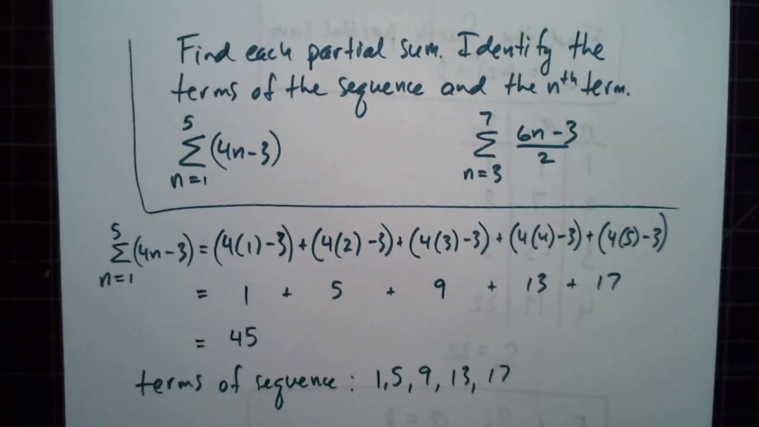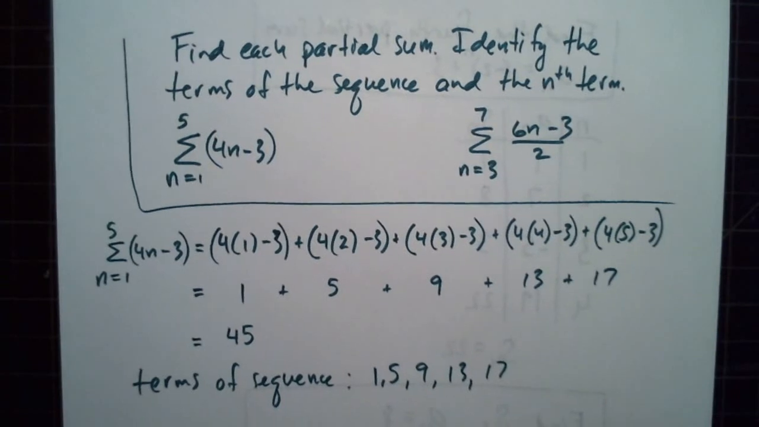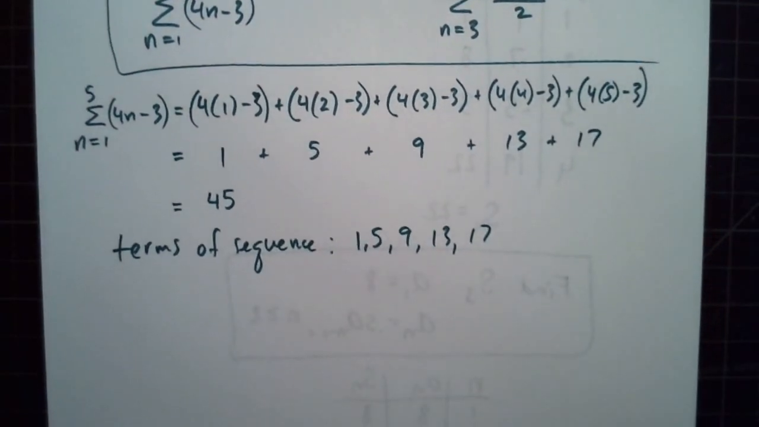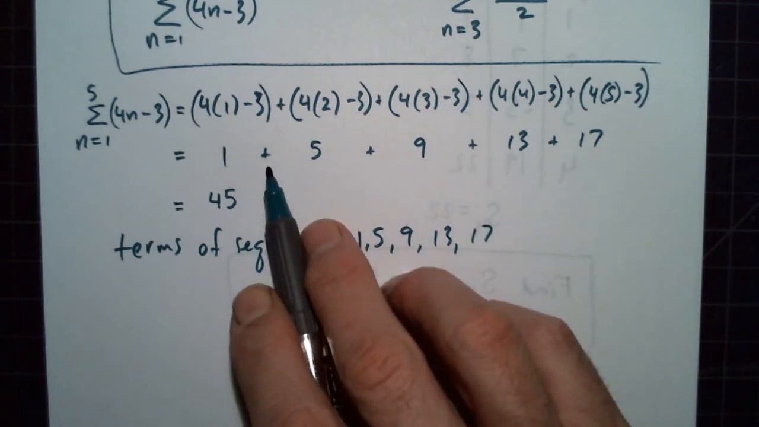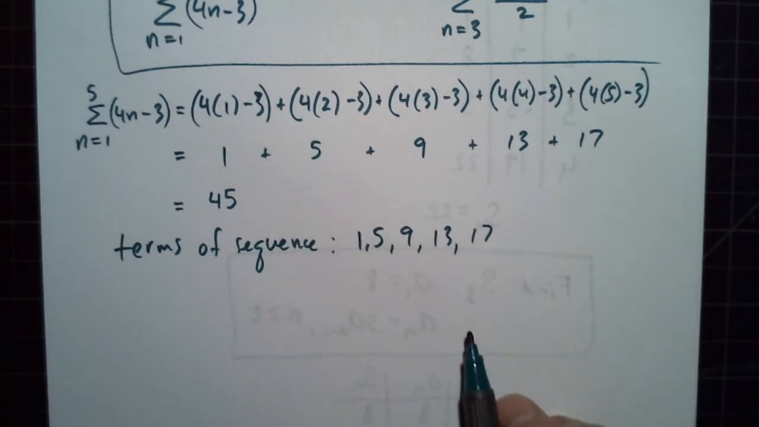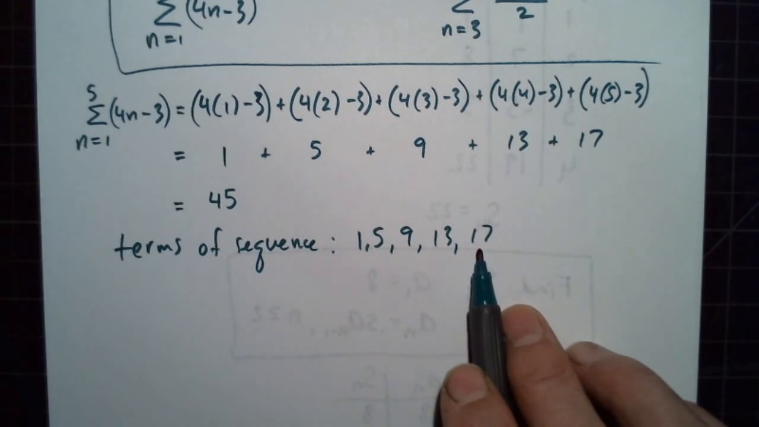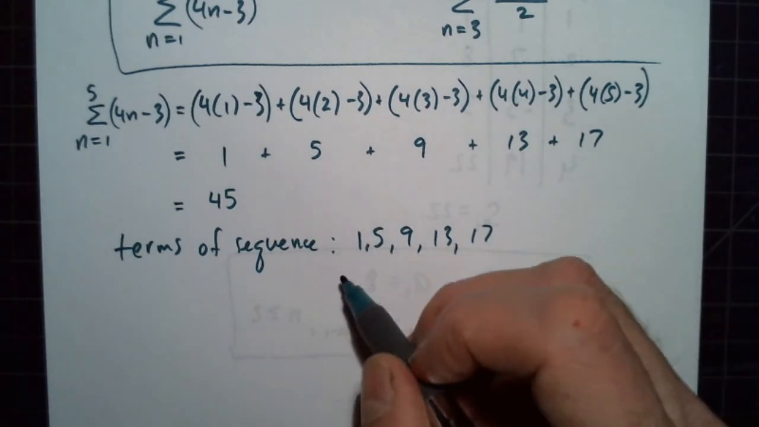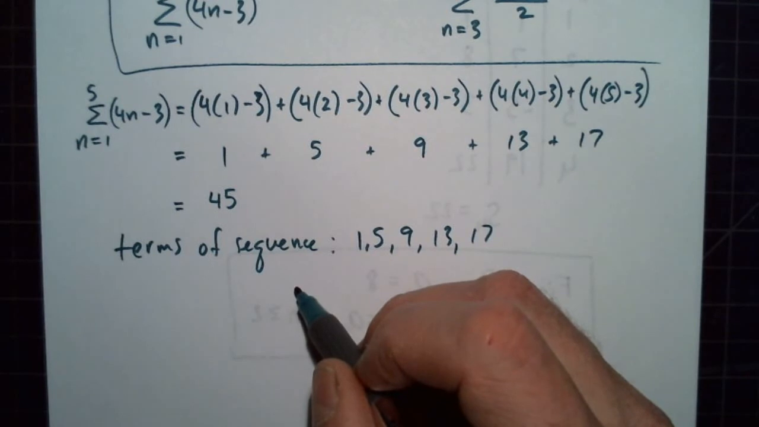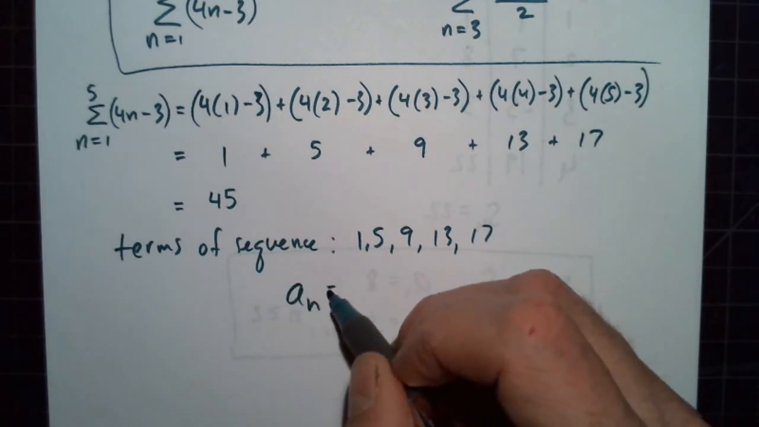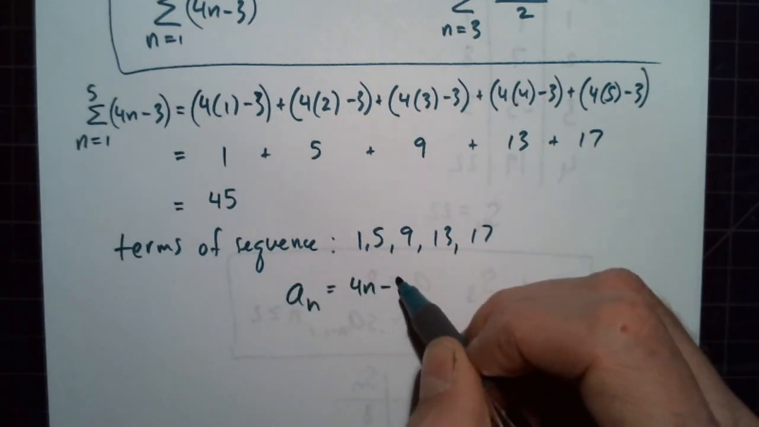And when you see the word sequence, you have numbers separated by commas. If you see a summation or a series, then you have addition instead of commas. So we have terms of a sequence. If we add them, now we have a partial sum. And we can also say that the nth term is 4n minus 3.